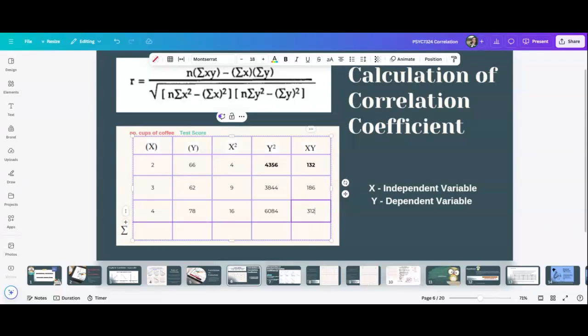Lovely. All right, now what we need to do is add up all of the columns. Let's designate tasks here. Cameron, can you please add up x? Kirsten, can you add up y? Landy, can you do x squared? I'm just looking at the most recent people who responded. Marita, can you please do y squared?